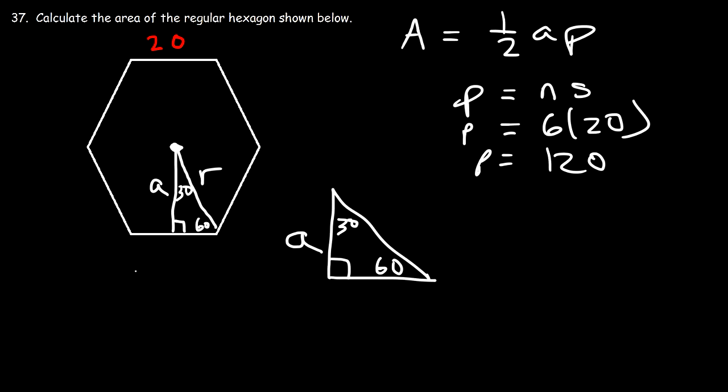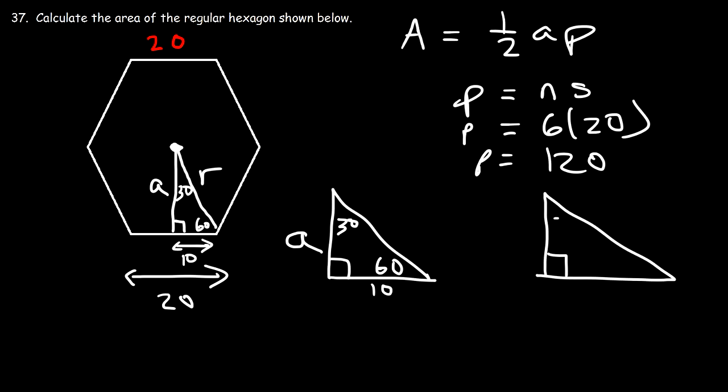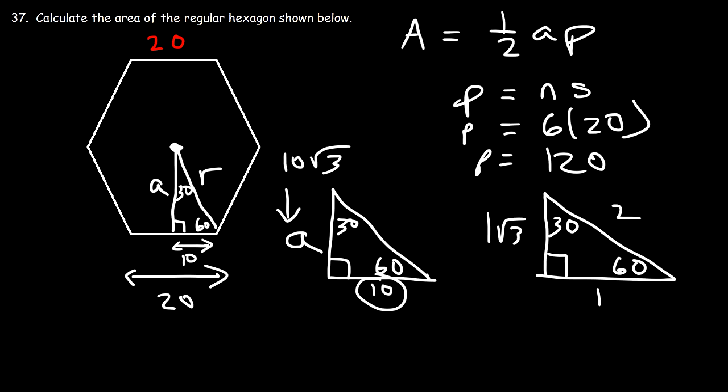Our goal is to calculate a. Now this side length is 20, which means that the base of this small triangle is half of 20, which is 10. So how can we calculate a if this side is 10? Now you need to be familiar with the 30, 60, 90 reference triangle. Across the 90 is 2, across the 30 is 1/2 of the hypotenuse, and across the 60 is whatever this number is times the square root of 3. So if this is 10, this number is going to be 10 times the square root of 3. And so that tells us the value of a.